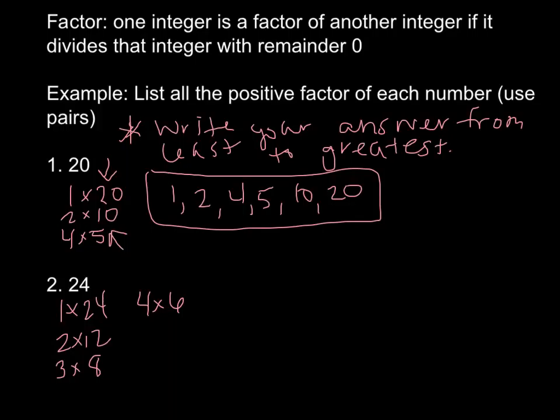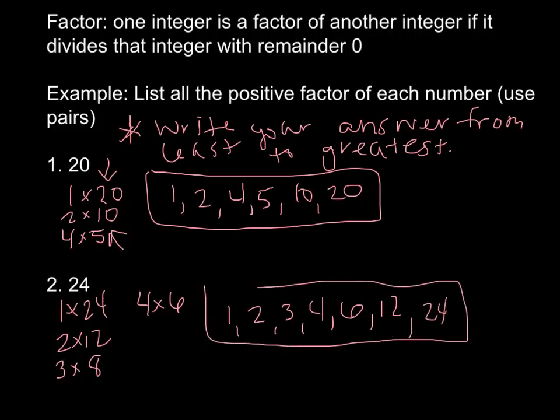Okay. So then I'll just write my answer. 1, 2, 3, 4, 6, 8, 12, 24. Again, from least to greatest, your answer has to be written from least to greatest. Okay, let's go to the next page.